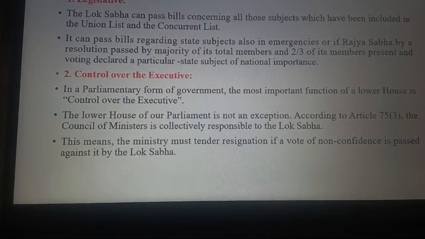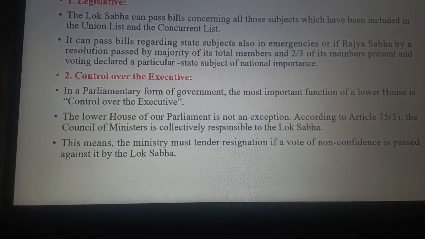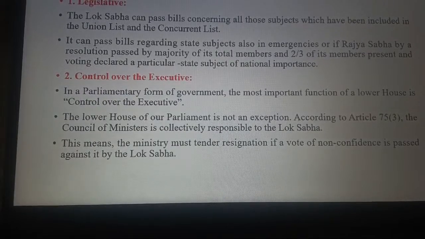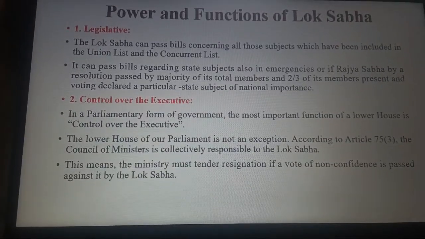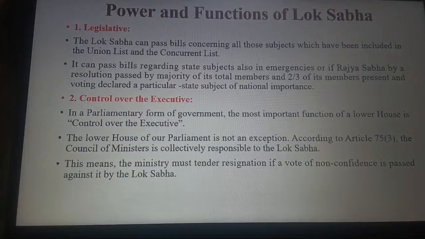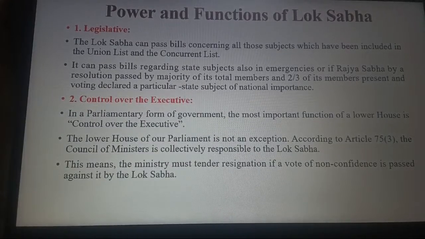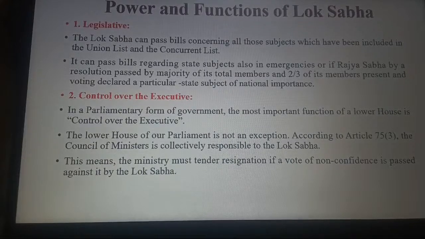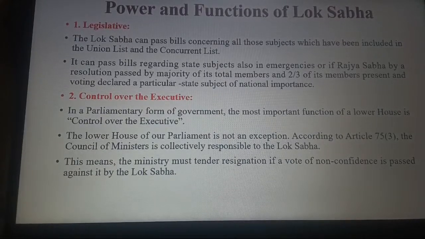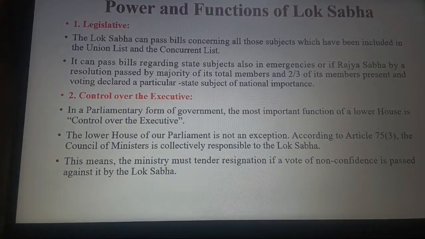Powers and functions of Lok Sabha. Legislative. The Lok Sabha can pass bills concerning all those subjects which have been included in the Union list and the concurrent list. It can pass bills regarding state subjects also in emergencies, or if the Rajya Sabha, by a resolution passed by a majority of its total members and two-thirds of its members present and voting, declares a particular state subject of national importance.